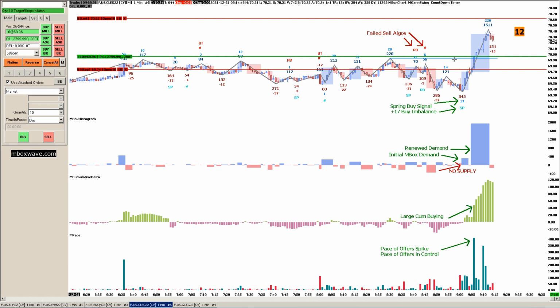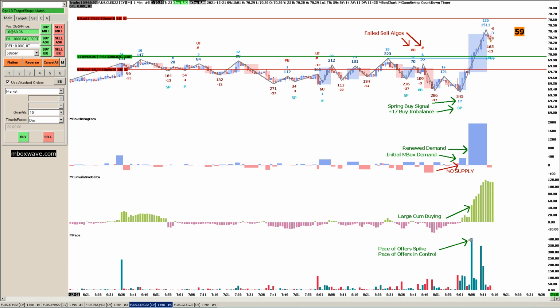So, if we count all the points of confluence here, how many did we have? We started with these pace of offers spike, and they're in control. I could say this is 2 points because not only are we in control, we've got a spike. Okay, that's 2. Large cumulative buying, we transitioned from selling to buying, that's 3. We have initial demand, so that's 4. We have renewed demand, 5. No supply, 6. We had a buy imbalance here, that's 7. We had a spring buy signal and a plus 17 buy imbalance, so that's 7.